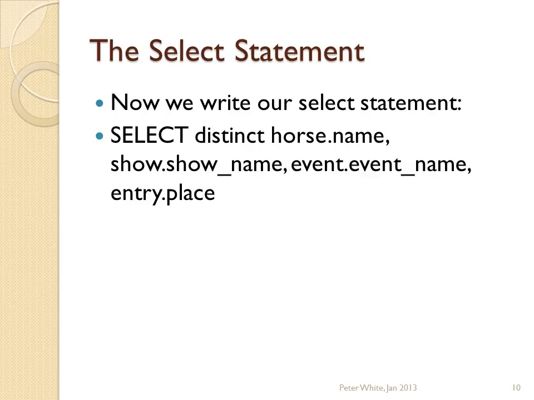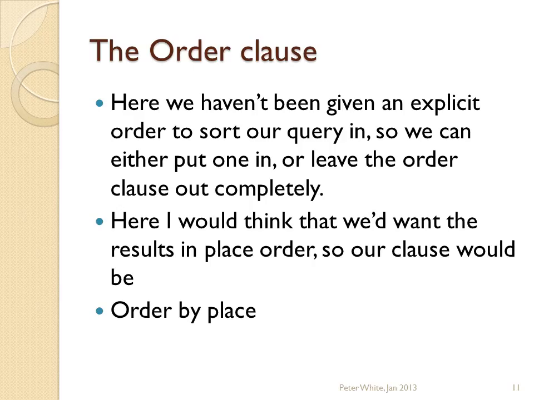So now we can write our select statement. And here it would be something like select horse.name, show.showname, event.eventName, entry.place. Right, that gives us our select statement. Notice here I haven't gone through putting any aliases in to try and clean it up. I just want a nice, quick, simple example to show you how this fits. And then finally the order clause. Now we haven't been given an explicit order to put our query in, so we could either put one in or we could even leave it out completely. However, I think here we'd like to see the results probably in place order, so if I was doing this I would write the clause order by place as our final order clause.